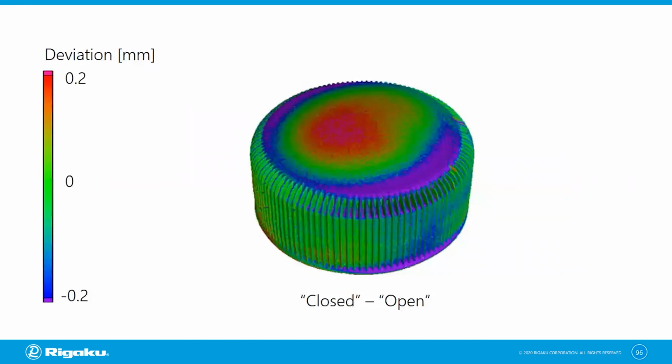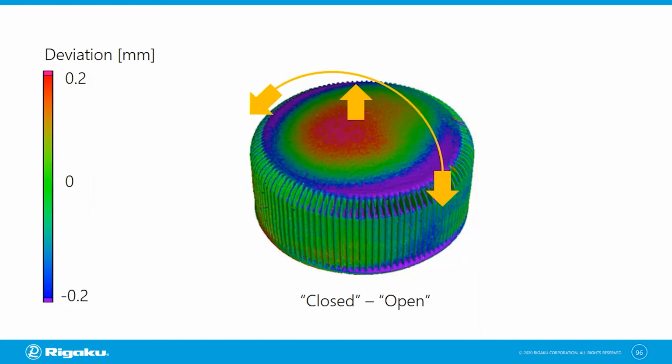So again, green indicates that the open and the closed states look the same, and blue and purple indicate that the closed state has lower value, and red and pink indicate that the closed state has greater value. So this color variation is telling us that the cap gets pressed down on the sides like this, and the center part comes up a little bit. So this is the deformation this cap goes through when you close it on the bottle.